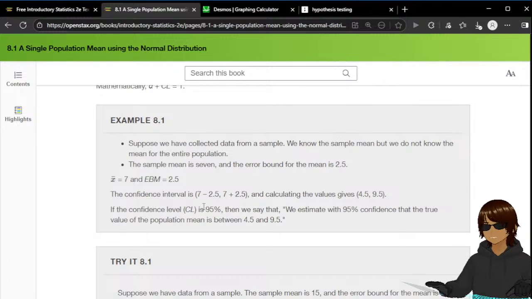If the confidence level is 95%, then we say we estimate with 95% confidence that the true value of the population mean is between 4.5 and 9.5.